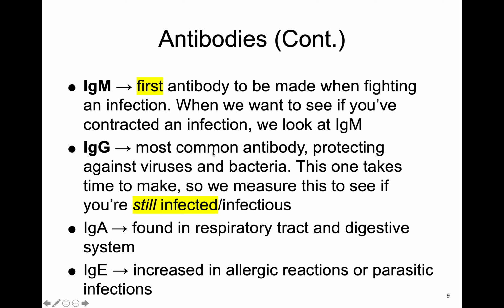IgG is the most common antibody, and this is the one that's produced to protect against viruses and bacteria. This one does take time to make, and so if you have an increased level of IgG, then we know that you are either still infected or infectious, or that you've mounted kind of a long-term response to that infection. And then IgA is found in the respiratory tract and the digestive system.